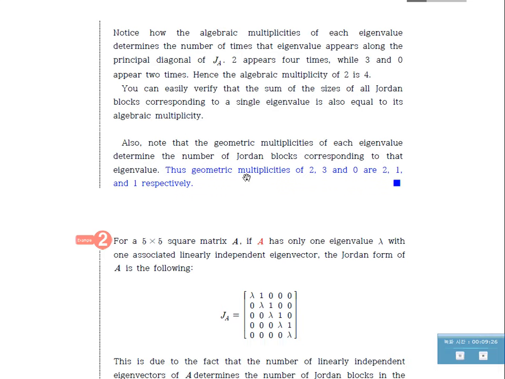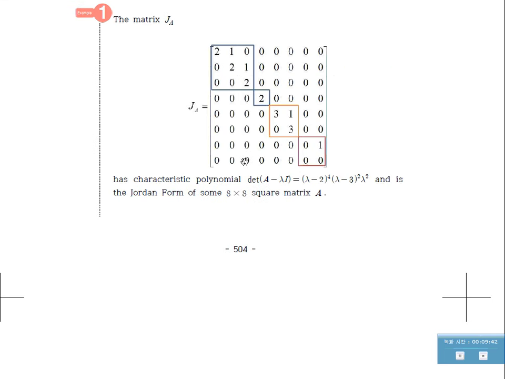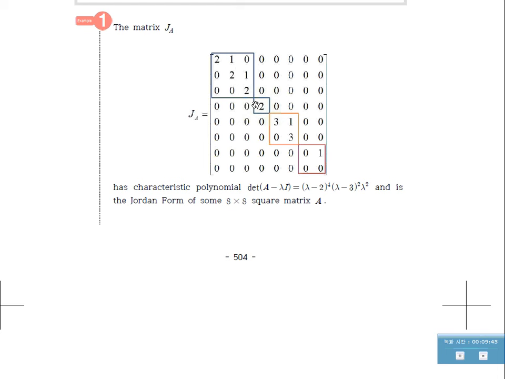Here, the important thing is the geometric multiplicity. The number of Jordan blocks corresponding to an eigenvalue is the same as the geometric multiplicity of that eigenvalue. So, what is the geometric multiplicity of 2? How many Jordan blocks do we have for eigenvalue 2? 2 blocks. Which means we have 2 linearly independent eigenvectors. So the geometric multiplicity of eigenvalue 2 is 2.